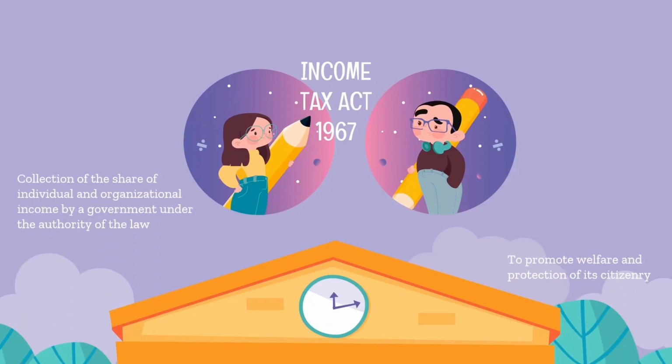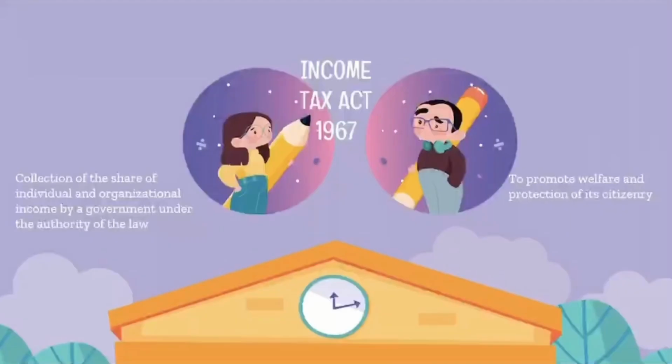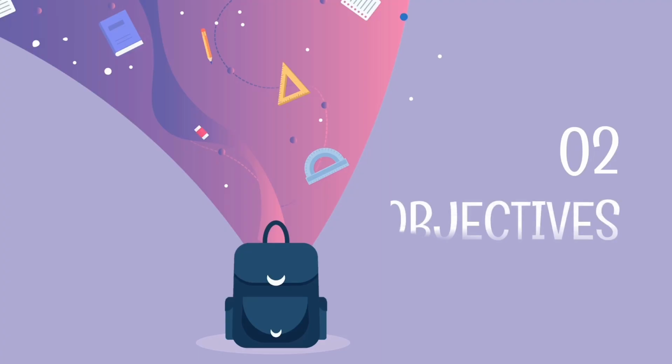Tax is collection of the share of individual and organizational income by a government under the authority of the law. The second one is to promote welfare and protection of its citizenry. Next is objective tax, to raise resources for the state.